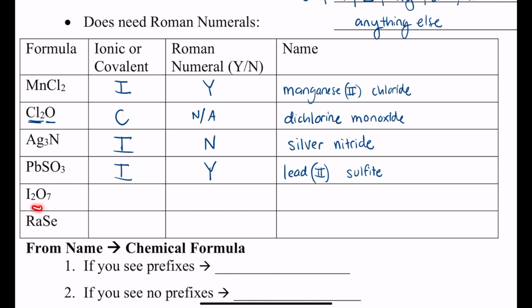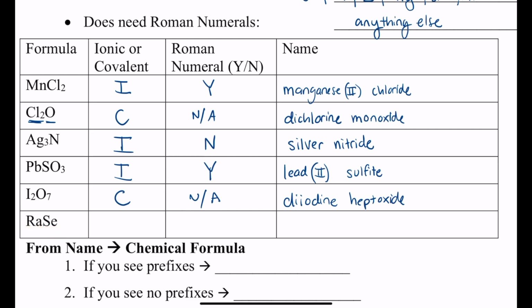Next example, we have I2O7. Looks like a nonmetal with a nonmetal to me, making this a covalent compound. Roman numerals not being applicable to that. Let's just use prefixes to describe how much of each element we have here. So 2 iodines means diiodine, and then 7 oxygens would be heptoxide. So we use the prefix hepta, and the A gets cut off because it's next to oxide.